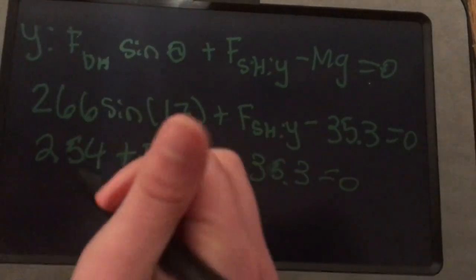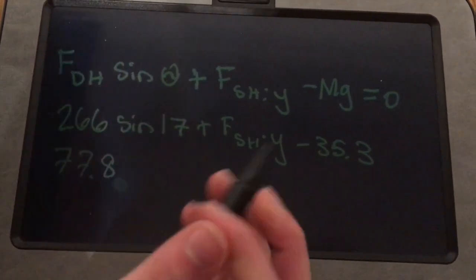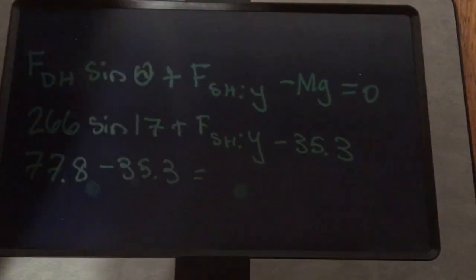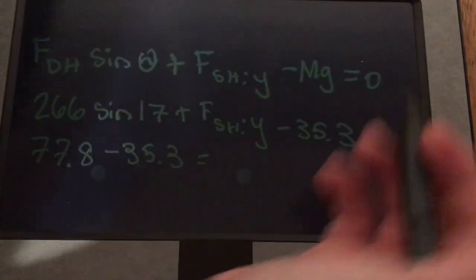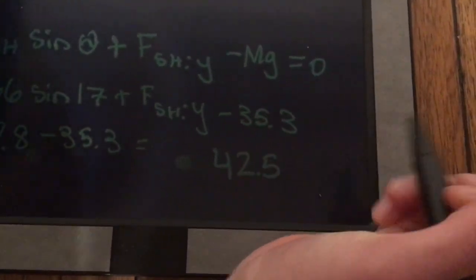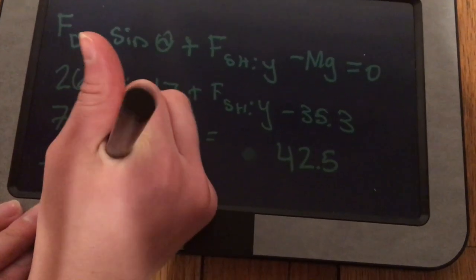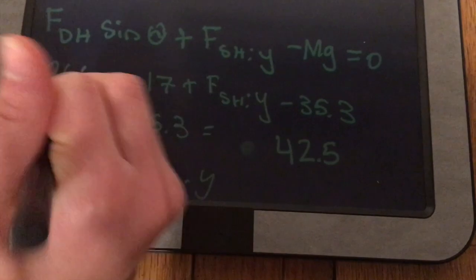Now we are going to add these two together. 77.8, let's round, minus 35.3 is going to get us to 42.5. So now we're going to move it: negative 42.5 is going to equal F scapula on the humerus Y.